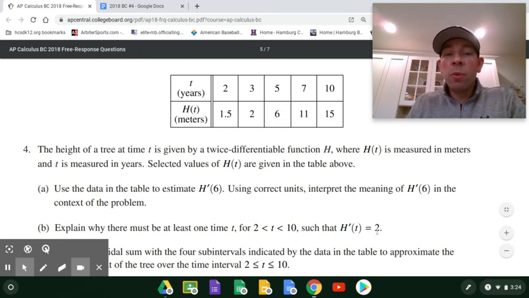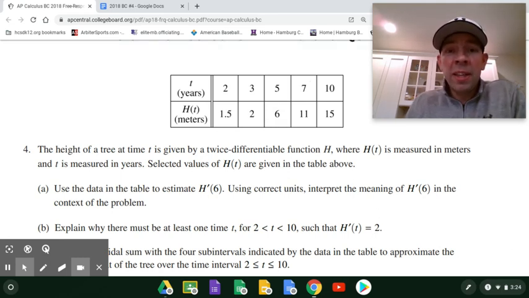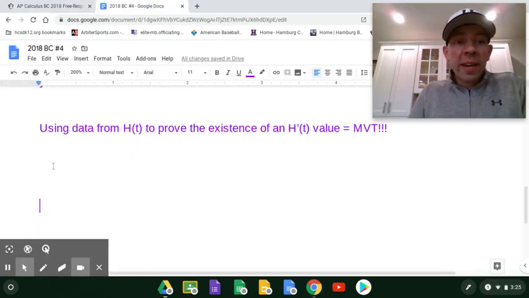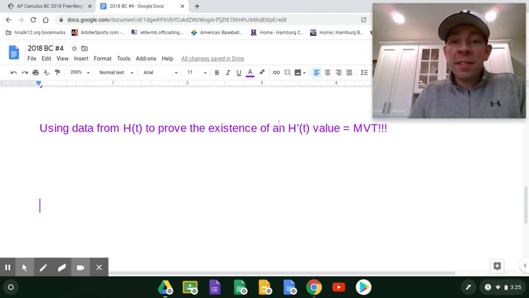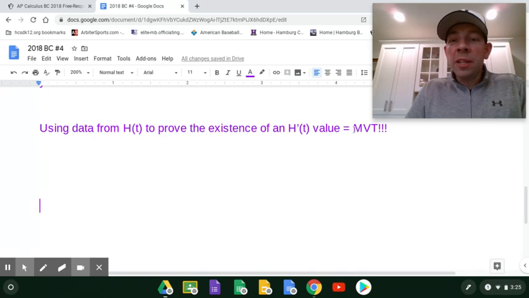And so let's walk through how we're going to justify this question using the mean value theorem, because there are a few hoops we want to make sure we jump through. So again, for emphasis here, if we're using data from h of t to prove the existence of an h prime of t value, we're using the mean value theorem. Now, there is a situation where if you were using data from h to prove the existence of another h value, and it was an h prime right here, then we'd be using the intermediate value theorem.